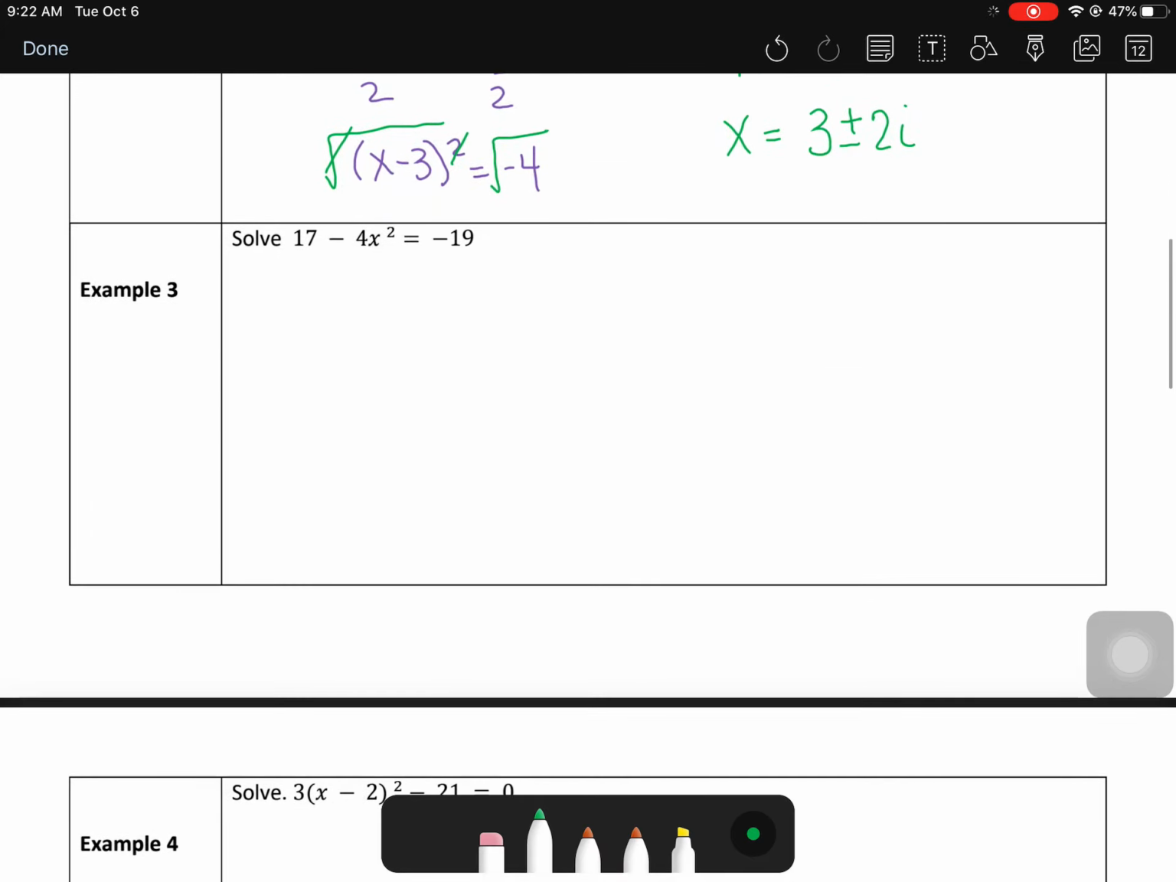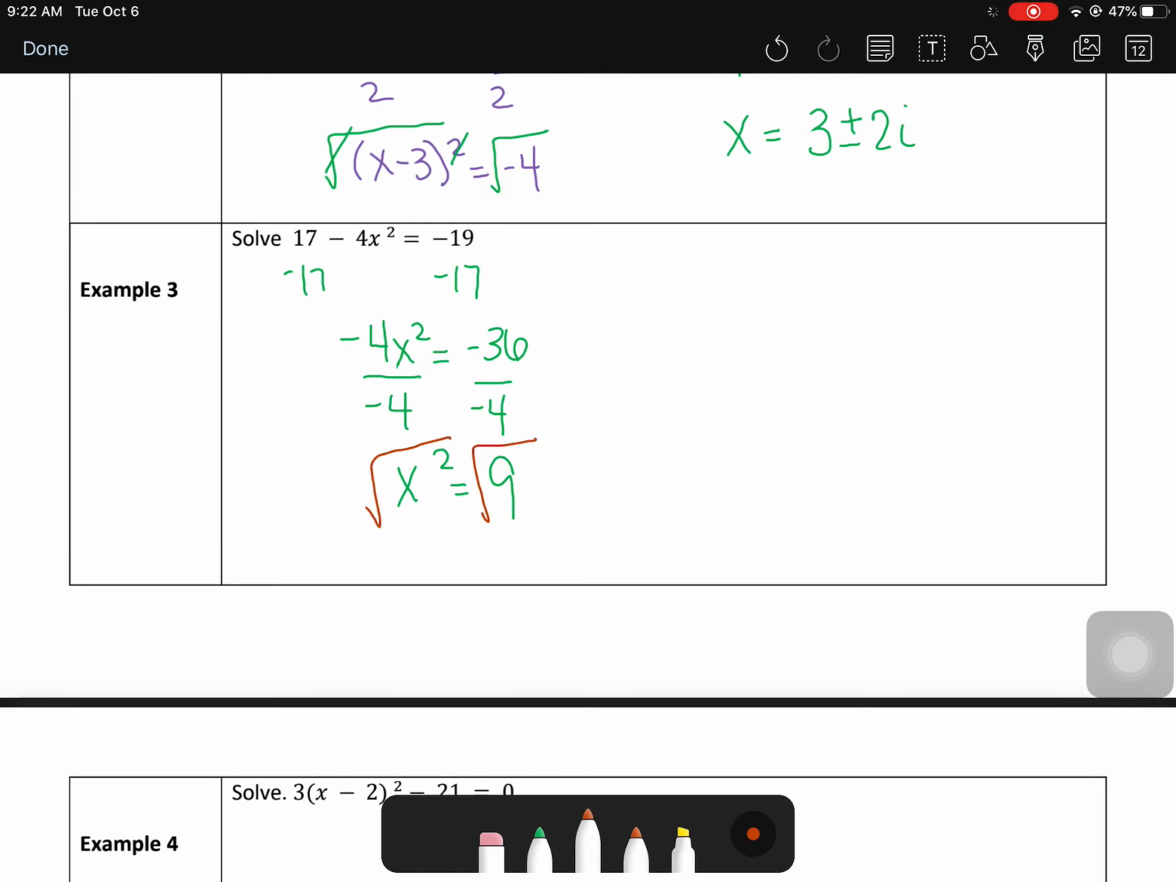In our next example, we want to get the x squared by itself, so we're going to subtract 17 from both sides. So we have negative 4x squared is equal to negative 36. We're going to divide both sides by negative 4. So we have x squared is equal to a positive 9. And now we're going to take the square root of both sides, since we have the x squared by itself. So we have x is equal to plus or minus 3, which is the square root of 9. And please remember now, since it's not a negative 9, that we don't need the i.